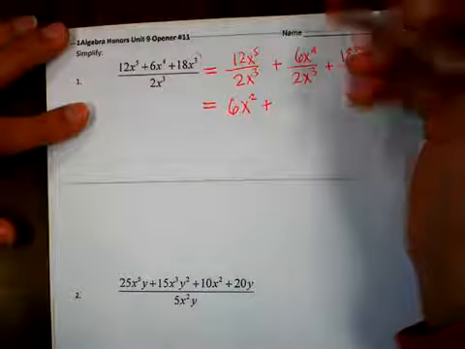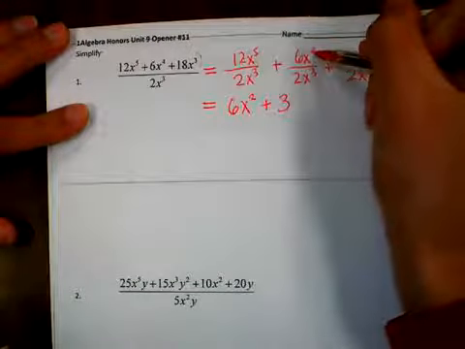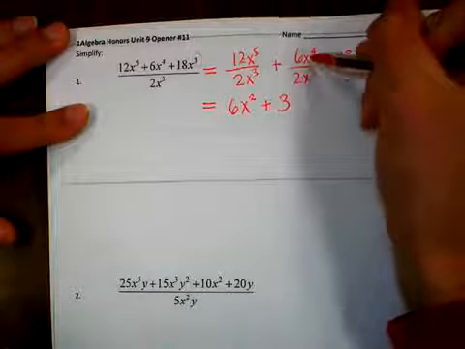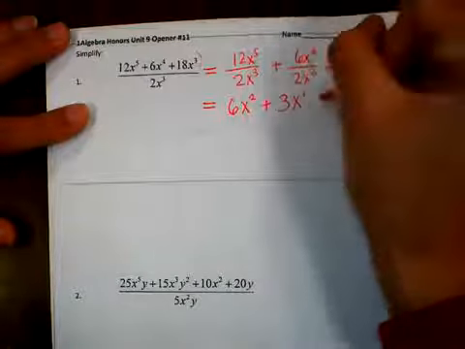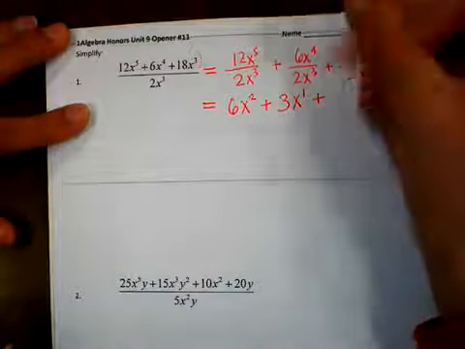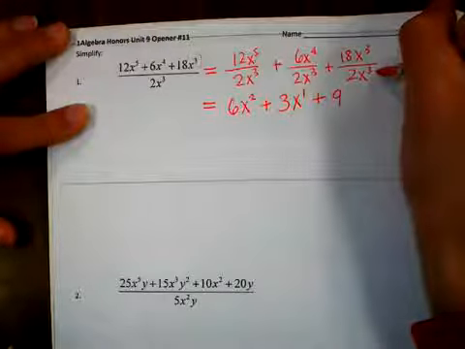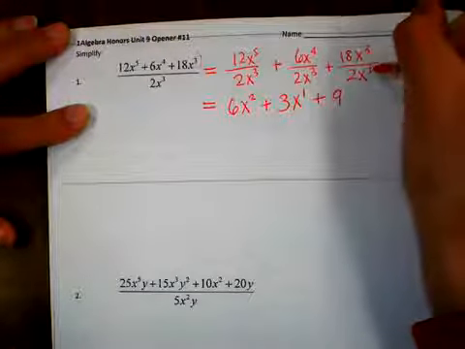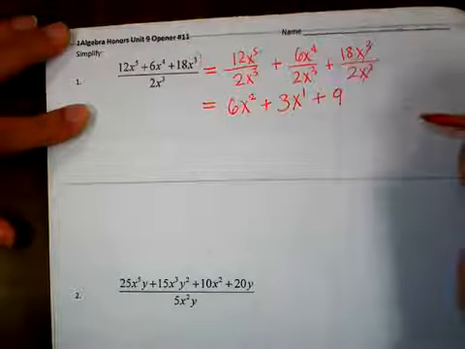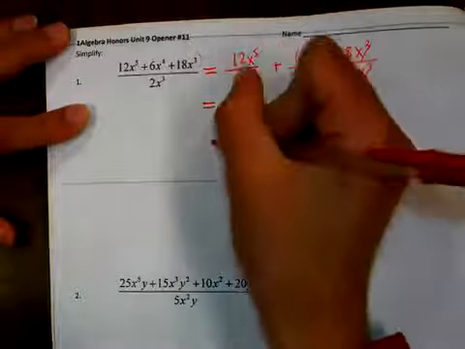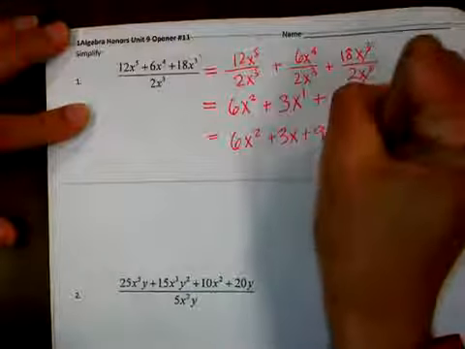And in our next fraction, I have 6 divided by 2, which is 3. And now I have x to the 4th, x to the 3rd, 4 on top, 3 on bottom. I'd be left with 1 on top. And for our last fraction, 18 divided by 2 is 9. X to the 3rd divided by x to the 3rd, that's 1. Or we could think about 3 minus 3, that's x to the 0, which is also 1. So all I have is my 9. None of these are like terms. Can't combine them. I'm going to leave it as 6x squared plus 3x plus 9.